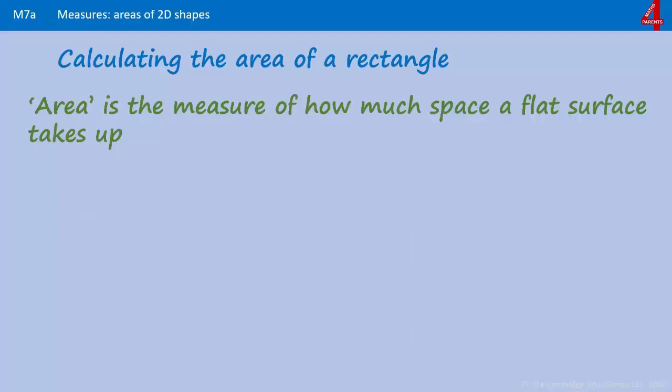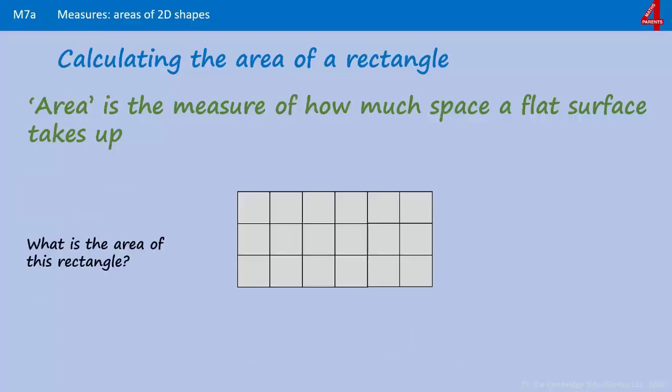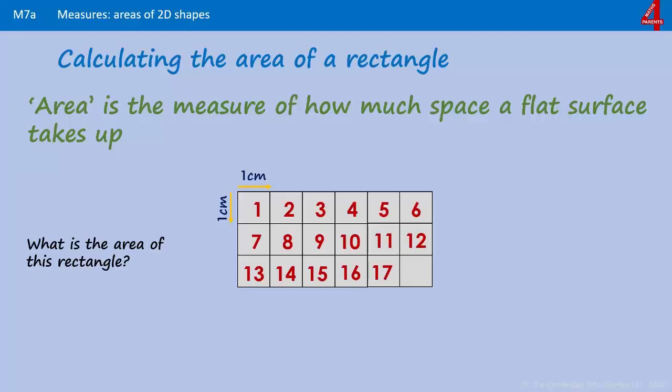Here's a similar one for you to have a go at. What is the area of this rectangle? Remember that the squares here, we're saying they're 1 centimetre squares. Pause the video, work out the area of this rectangle. Count the squares in this rectangle, you'll find that you have 18. There are 18 squares, each square is 1 centimetre square, so the area is 18 centimetres squared.